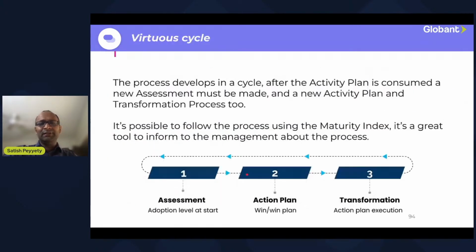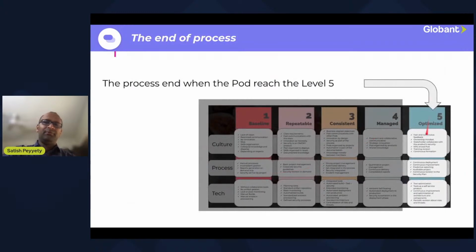So this is how it goes on, right? So this cycle goes on until we reach level 5, right? So this process ideally ends when the pod, or the project, we call it a pod, which is an agile team, reaches level 5, which is an optimized level. So that's briefly about our DevOps maturity model.